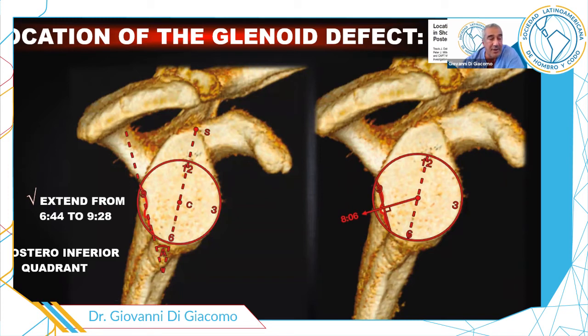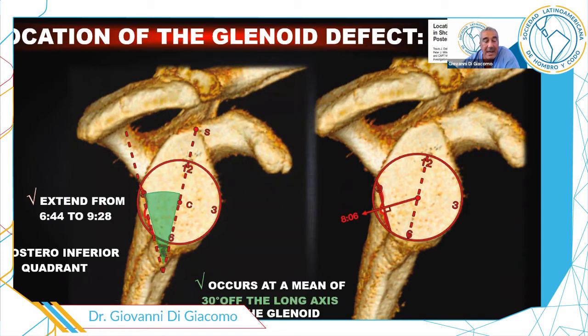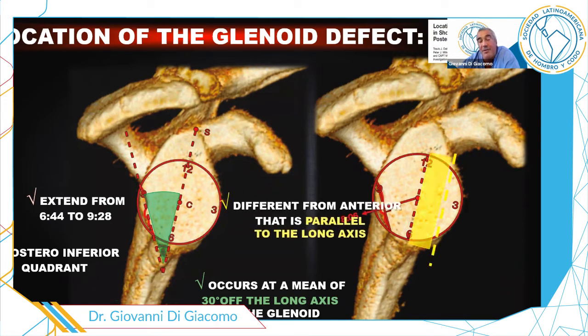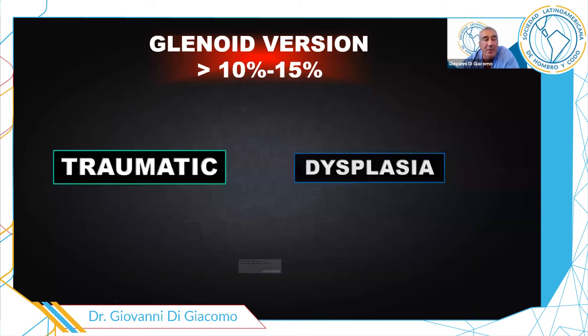The lesion in posterior instability extends from 6:45 to 9:28, according to Matt Provencher's study, and in anterior instability it is closer to 3 o'clock. Very important is the angle with respect to the long axis, which is around 30 degrees in posterior instability. And very interesting, according to the Ishito Yamamoto study, in anterior instability, the bone loss, which once again is between 3 and 4 o'clock, is parallel to the long axis. So you can see that there is a different pattern, a different morphology.